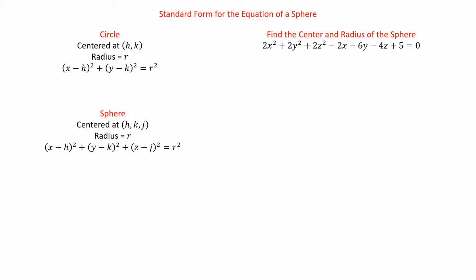We're going to start out by grouping the x's, the y's, and the z's. So we'll have 2x squared minus 2x, and then leave a space, plus 2y squared minus 6y, leave a space, plus 2z squared minus 4z, and then we'll move the 5 over to the other side. Oh, we need to factor out those 2's.